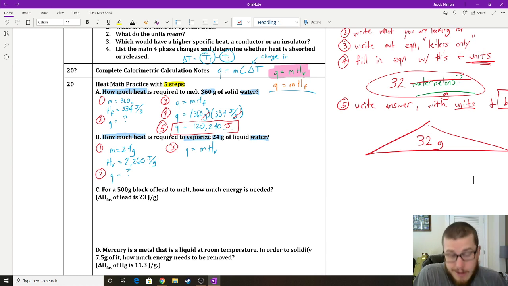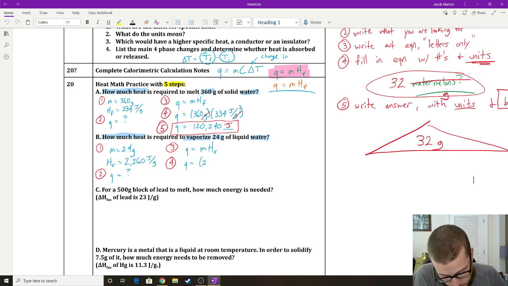Step number 4, I don't need to do anything else in step number 3. Q is what I'm looking for. Q is already isolated by itself, so I don't need to do any algebra, so I'm good to go. So step number 4, I'm going to start plugging and chugging. All right, that's something you've probably heard before, plug and chug. Q, I don't know it, so I'm just going to rewrite it.